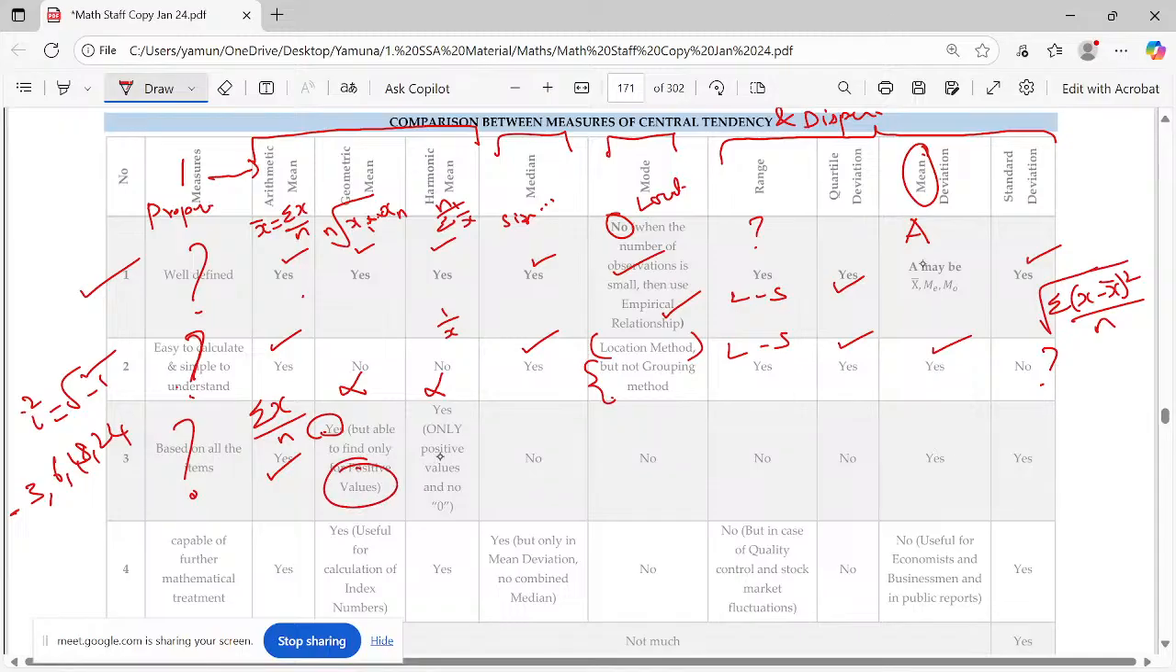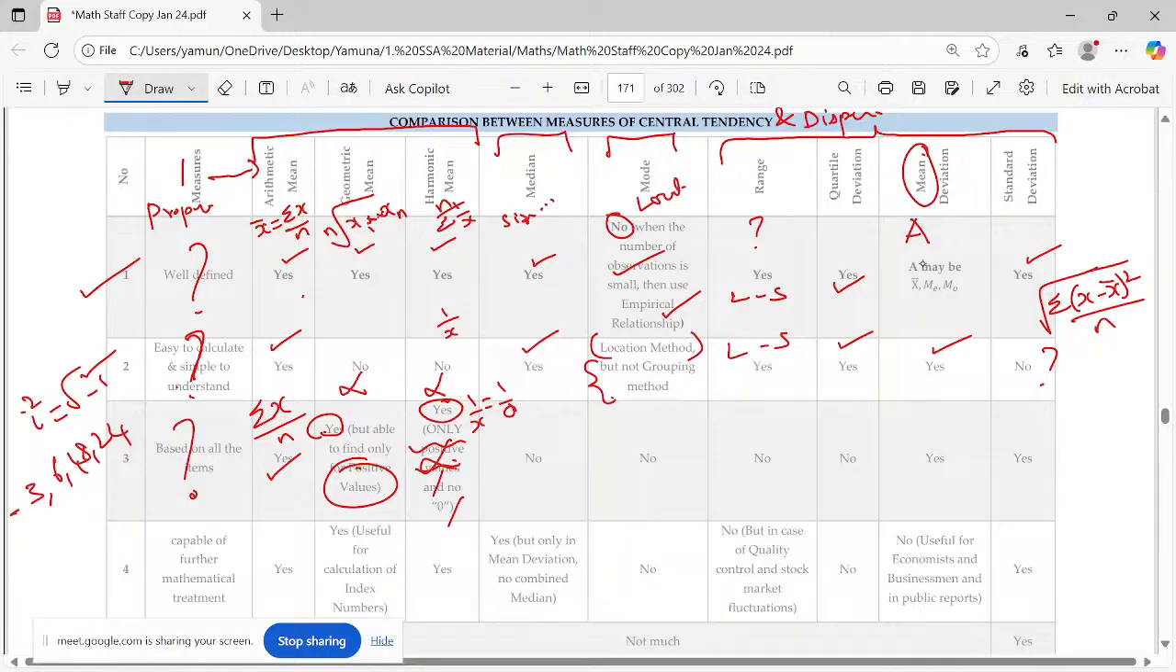Again it's a problem. Okay, actually it's based on all the items, but we have this issue. What about harmonic mean? Yes, it's based on all the items. If one value happens to be 0, for 1 by x, what do I have to do? I have to take 1 by 0. It's not the proper format. Okay, probably can strike out. You can consider only positive values. You cannot consider 0. Okay, no zeros.